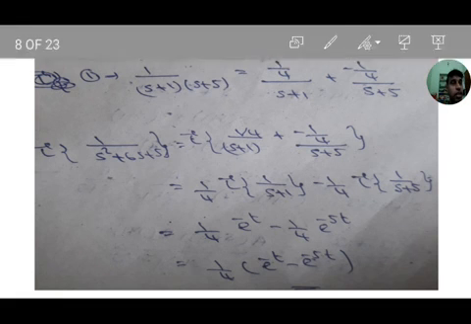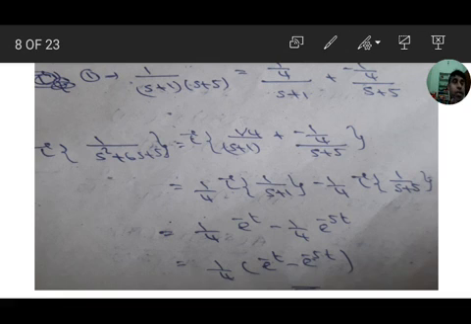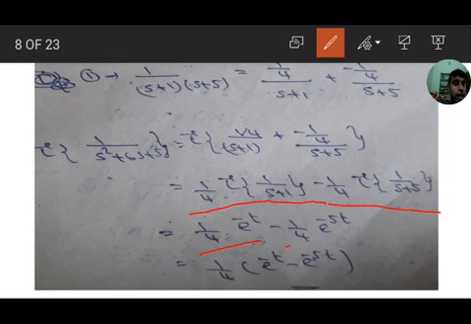Substitute these values in equation 1, we get 1 by 4 into 1 by s plus 1 plus minus 1 by 4 into 1 by s plus 5, and take its inverse Laplace transform by using the linearity property. We get 1 by 4 outside, L inverse of 1 by s plus 1, minus 1 by 4 outside, L inverse of 1 by s plus 5. By using the formula, it is 1 by 4 into e to the power of minus t, minus 1 by 4 into e to the power of minus 5t. 1 by 4 is common. We get the answer: 1 by 4 into e to the power of minus t minus e to the power of minus 5t.